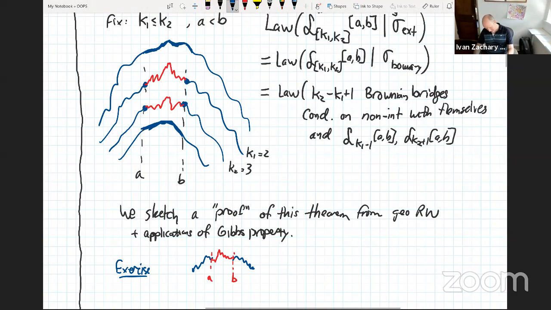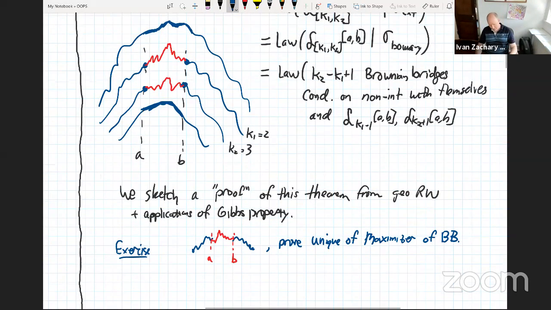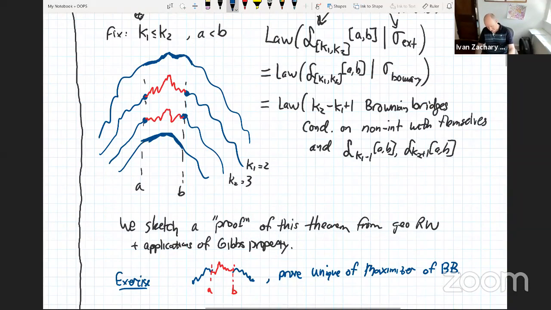But then the real question is, use this to prove uniqueness, almost sure uniqueness of the maximizer of the Brownian bridge. Okay, you've probably seen with stochastic analysis proofs that there's a unique maximum for a Brownian bridge or Brownian motion on a finite interval. But there's a very nice proof of this, which is also talked about in the notes. But think about how, as we go, what I'm talking about could be useful.